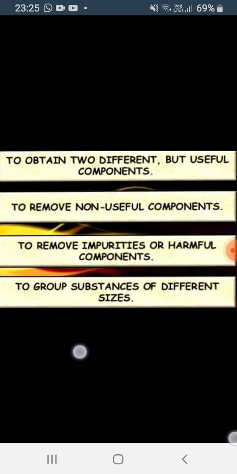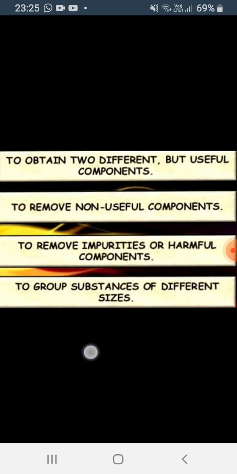As you all know, we have started chapter number 5, Separation of Substances. In the previous class, I told you why there is a need to separate components from a mixture. The first purpose is to obtain two different but useful components. Second, to remove non-useful components from the mixture. Third, to remove impurities or harmful components. And fourth, to group substances of different sizes.